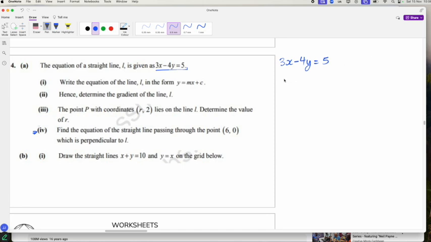So that's going to be negative 4y is equal to, I throw across the 3x, minus 3x plus 5. And then I throw across this negative 4. Everything will be divided by negative 4. So it'll be negative 3x over negative 4 plus 5 over negative 4. And so that will give us 3 over 4 x minus 5 over 4. And this is pretty much the line that we're talking about, right?